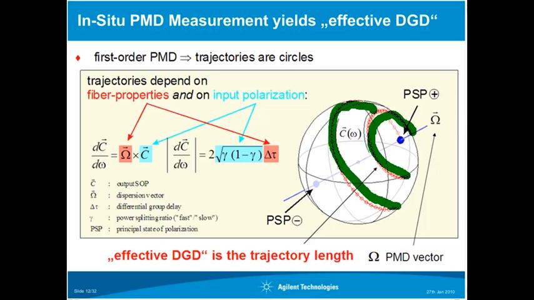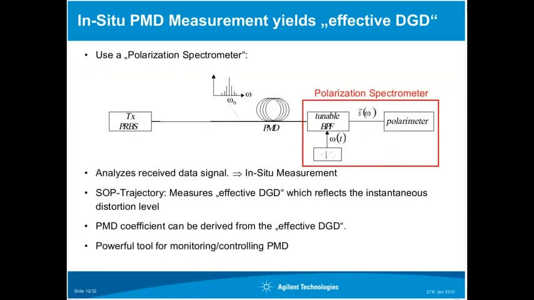The inherent property here is, if you take a look at the link, it has some certain differential group delay, and depending on the input polarization, you are seeing this DGD or you are not seeing it. If you hit the principal states, then you wouldn't see any distortion, although there is DGD.